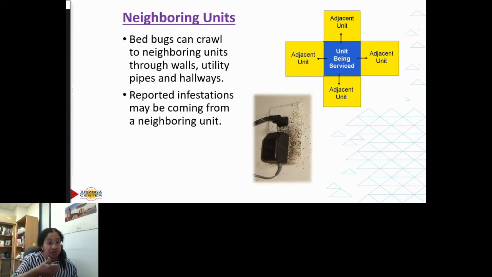So they will crawl through, and that's why it's important when you're conducting an inspection for bed bugs. It's important to inspect all the neighboring units, because a reported infestation may be coming from a neighboring unit, may not be in the unit that you're in at that time. So another thing to think about.